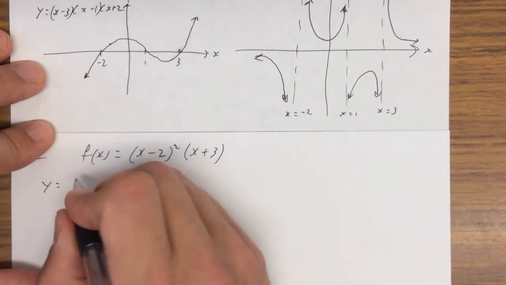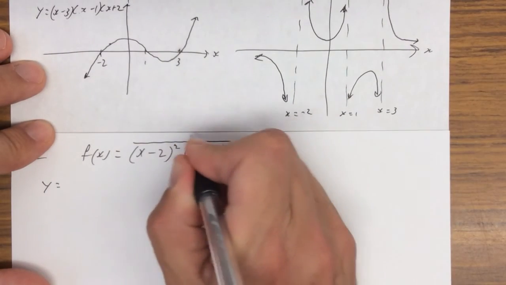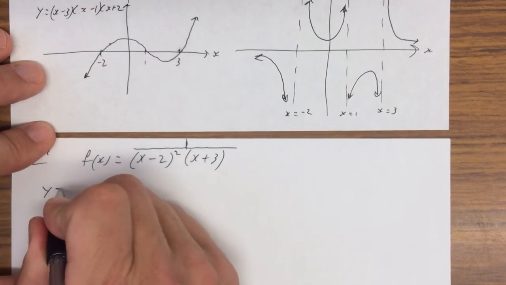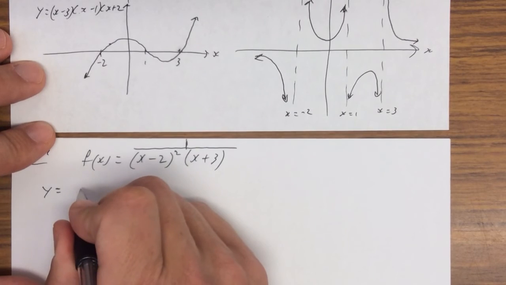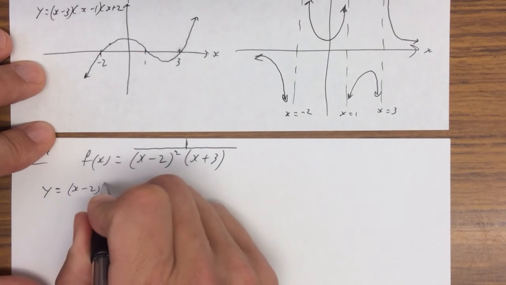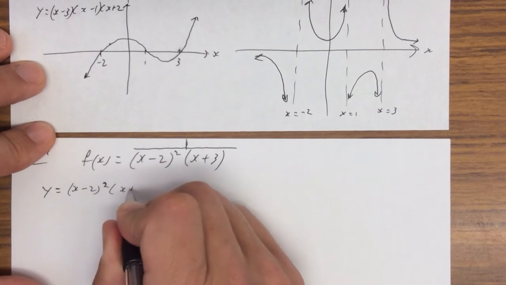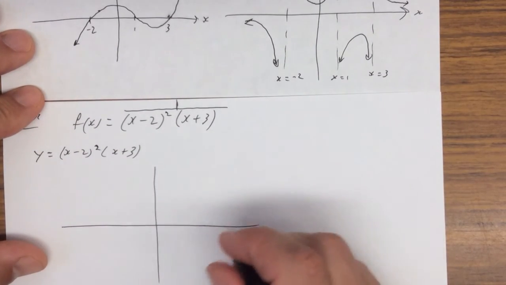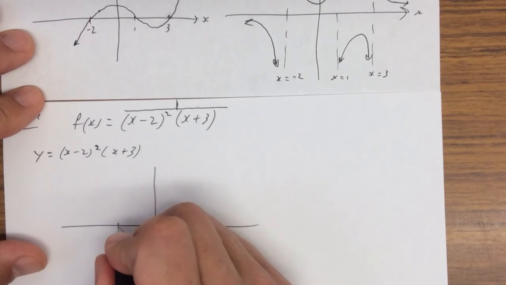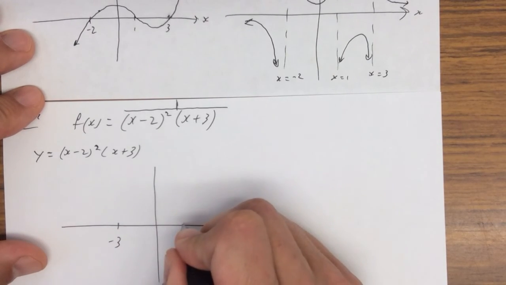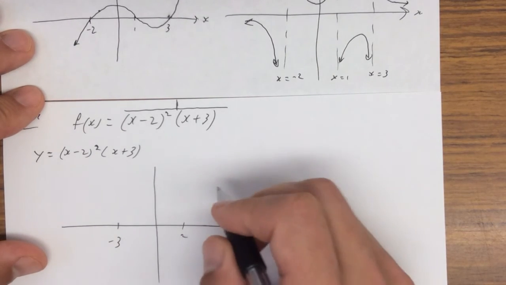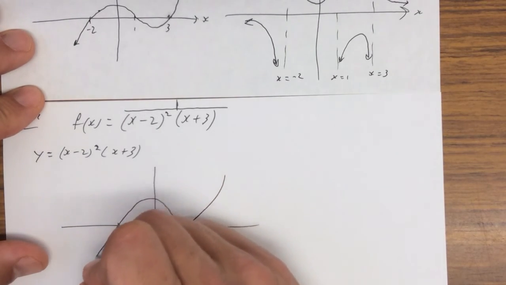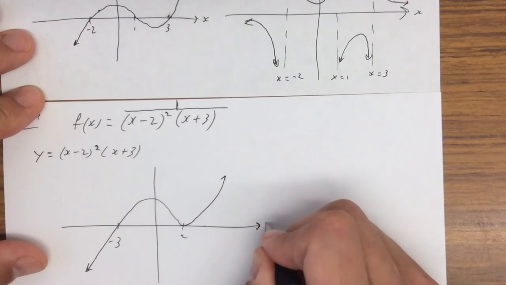you want to graph y equals 1 over that. So y equals 1 over x minus 2 squared times x plus 3. Well, the denominator graph is simple enough. It goes through at negative 3, and just touches at 2. So it comes down like this, touches, goes up, and then through.